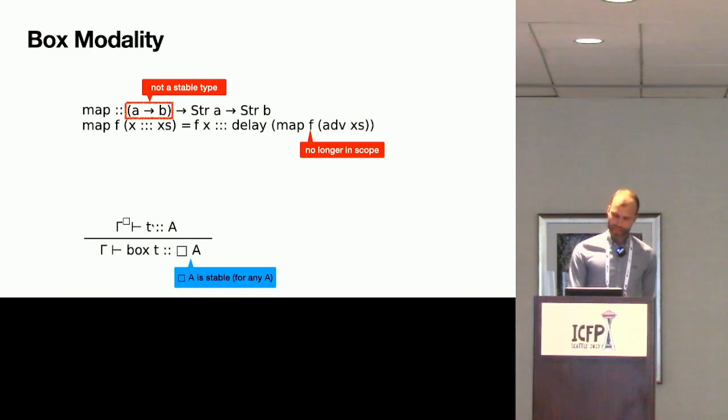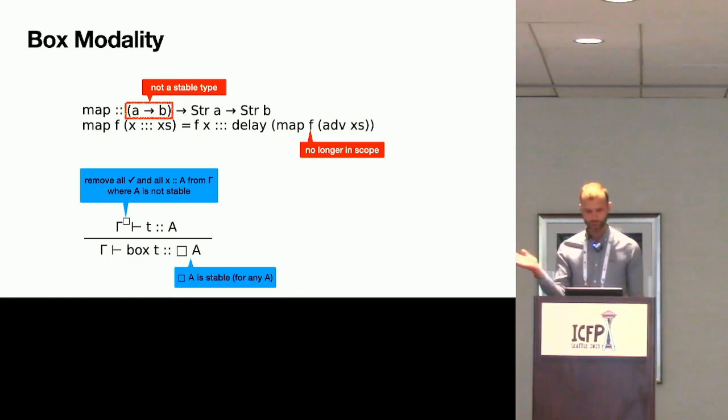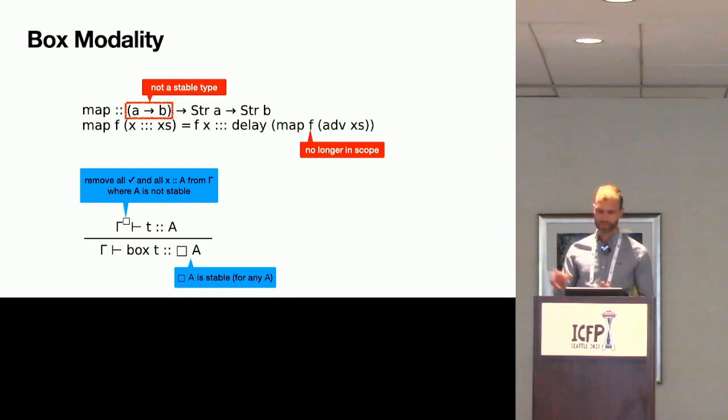But we require that t be type checkable in this revised context gamma box. And so basically what gamma box is doing is taking gamma and stripping out all of the dynamic parts, all of the stuff that is non-stable, so all variables of non-stable types, and all of the ticks, right? So there's nothing temporal in there. Only the stable stuff remains in there. Right, so that's the idea of boxing values.